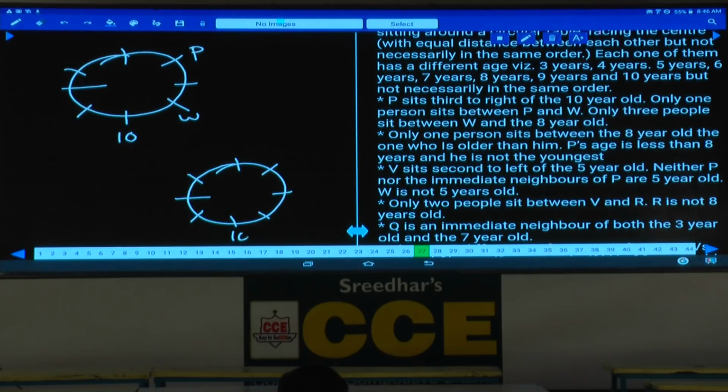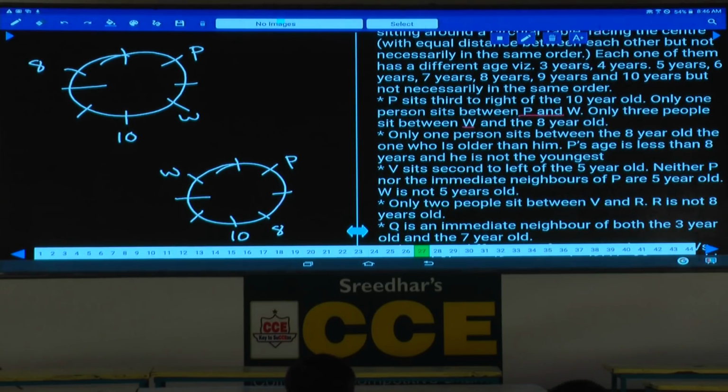Now the 10-year-old boy is here and P will be here, and one person between P and W, W can be here. Either W is second to the left of P or second to the right of P. Then only one person between P and W, only 3 people between W and the 8-year-old. Only 3 people between W and the 8-year-old means among these 8 persons, they are opposite to each other, hence the 8-year-old boy must be here. Now in this case the 8-year-old boy must be here.